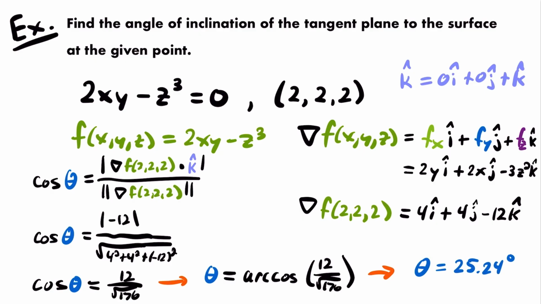Okay, and that's not an exact value. I did round that off to 2 decimal places, but that would be the angle of inclination for the tangent plane to this surface at this point. Or in other words, it's the angle between that tangent plane and the xy plane. Okay, let's take a look at one more example for this video.